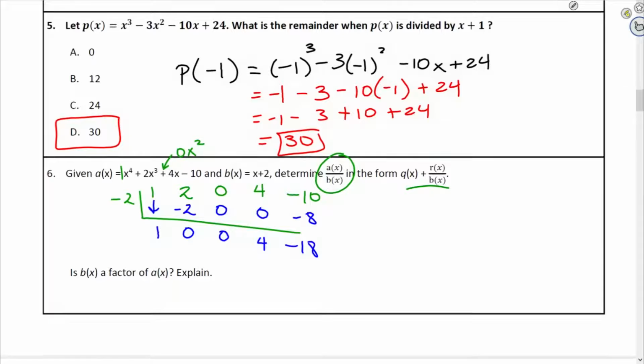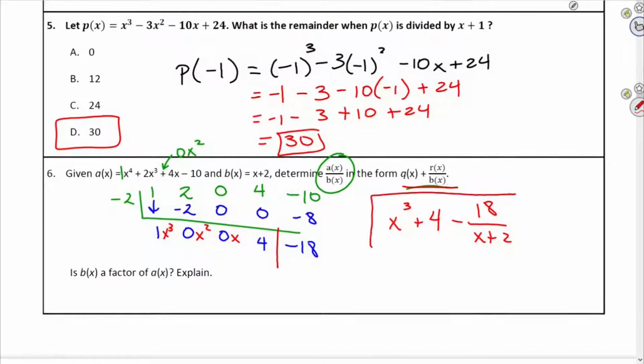This is the remainder, the negative 18. 4 is the constant. This is the x term, x squared term, and x cubed term. So rewriting this into the form that they want, I have x cubed plus 4 minus 18 over x plus 2. That's what I was dividing by. So that's the form they wanted it in.